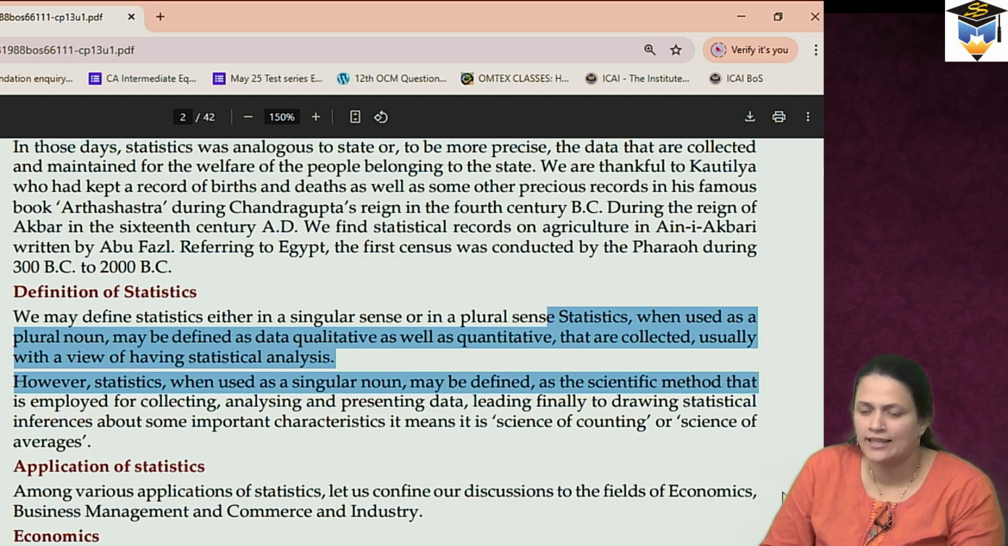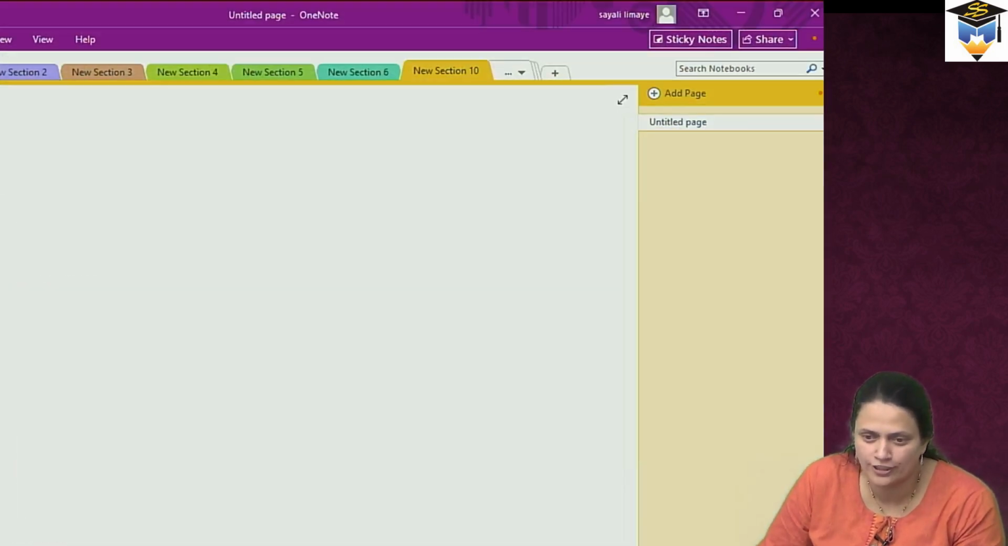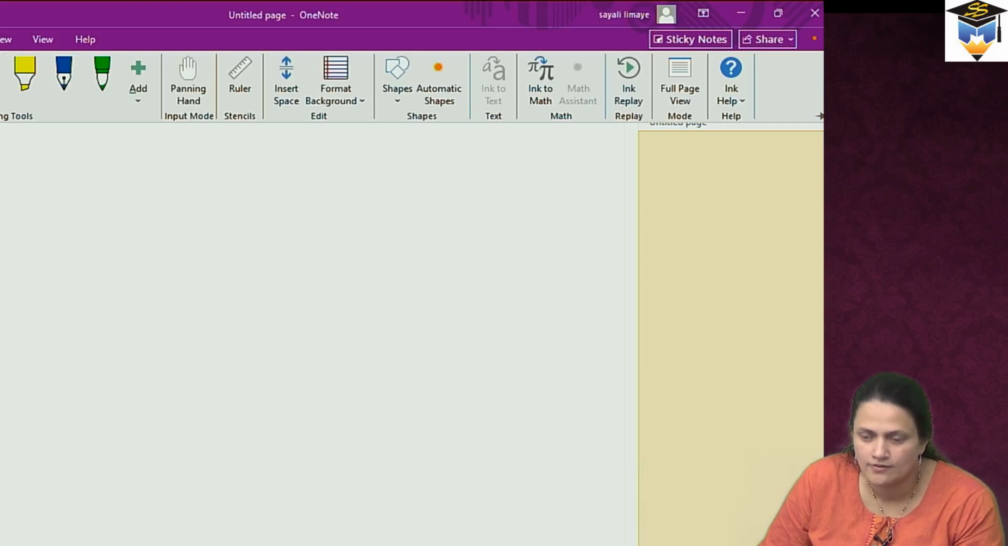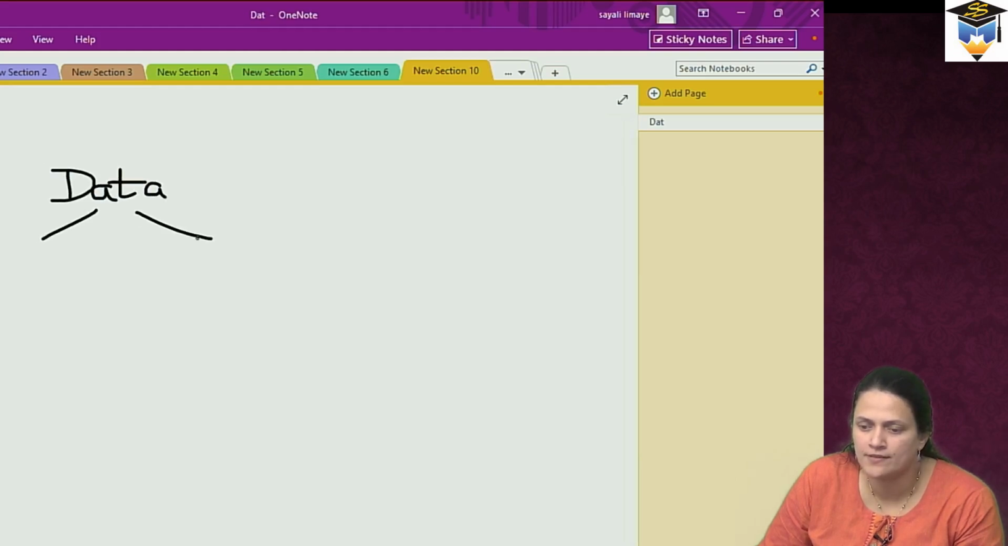Okay, then write down. Now you will write it down like I am going to write it down over here. Data is of two types, qualitative and this is quantitative. So as the name suggests, what does qualitative mean?